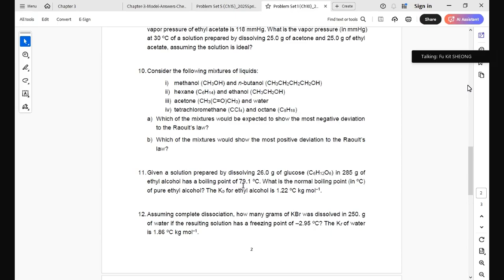So the most incompatible one, or the one that is most unlikely to mix, is hexane and ethanol, and that is why that one will give you the most positive deviation from Raoult's law. Okay, hopefully that answers your question. Any other questions?